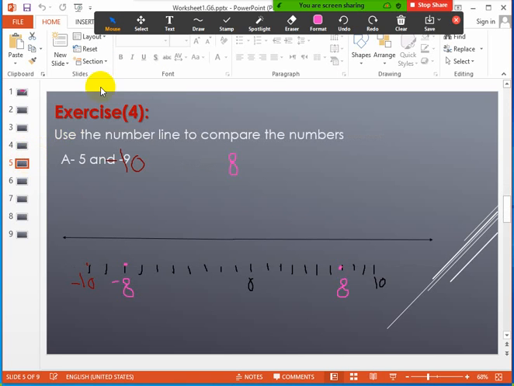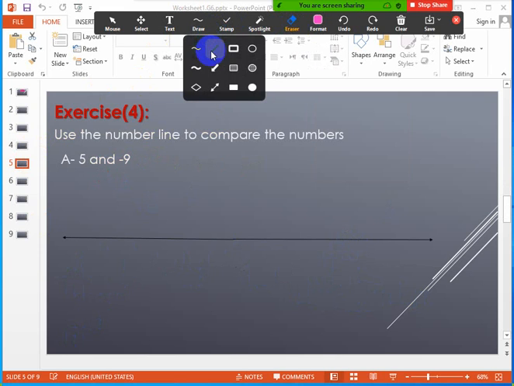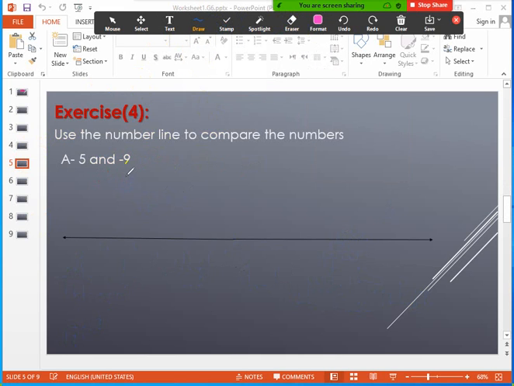Let's move now to the exercise number 4. I have 5 and -9, and I want to use the number line to compare between the numbers. Okay.